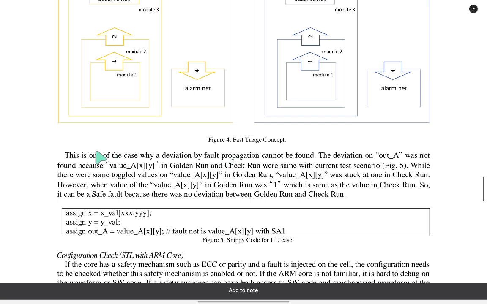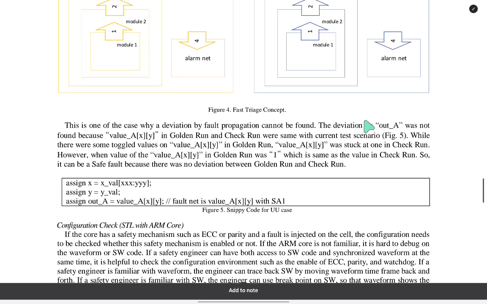So this is one of the cases why the deviation by fault propagation cannot be found. The deviation on out A was not found because the values of A, X, and Y in the golden run and check run were the same in the current test scenarios, figure 5, while there were some toggling values on A, X, Y in the golden run; the value of A, X, Y was stuck at 1 in the check run.